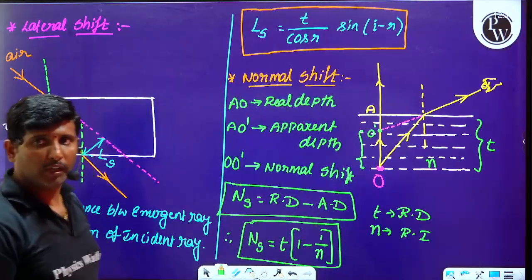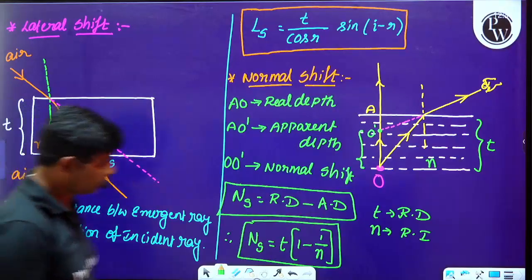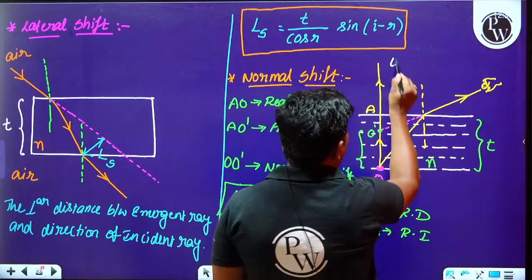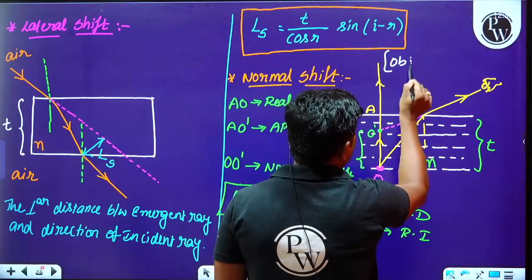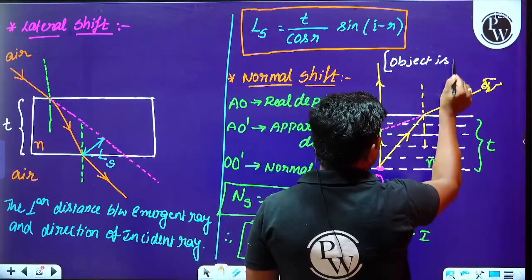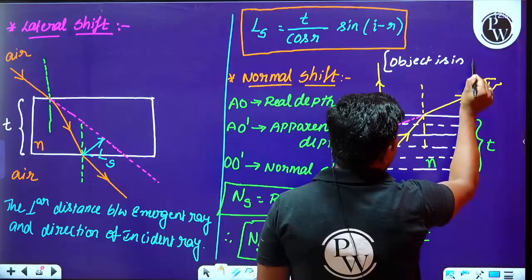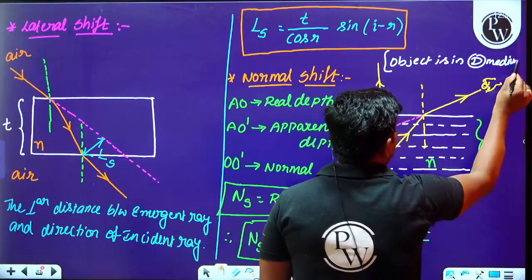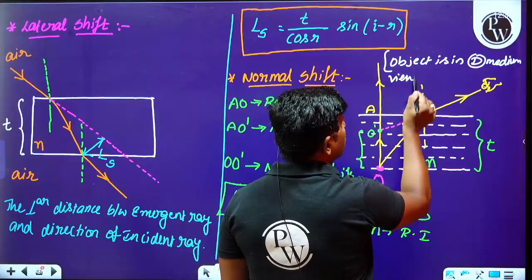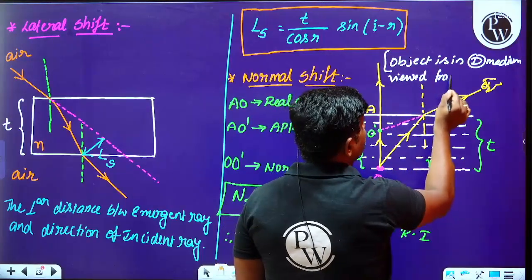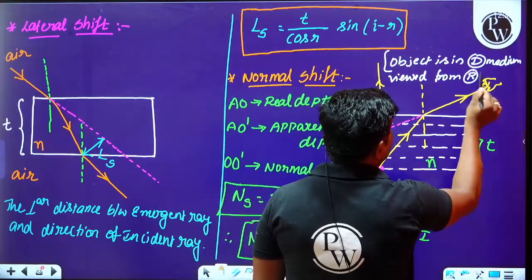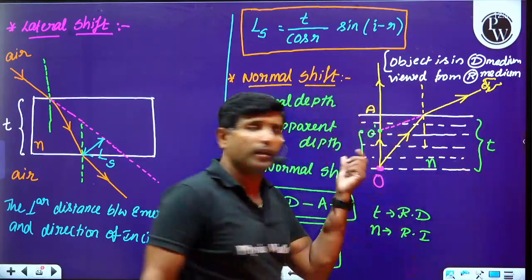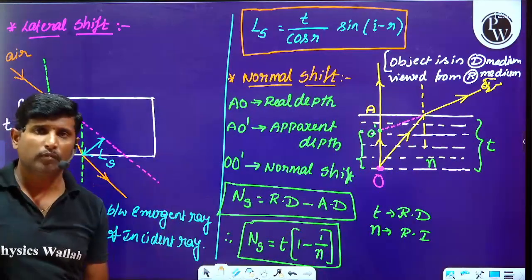But it should be very clear that this is the first case. What is the first case here? Observe this, I am writing in the bracket: object is in denser medium and viewed from rarer medium.